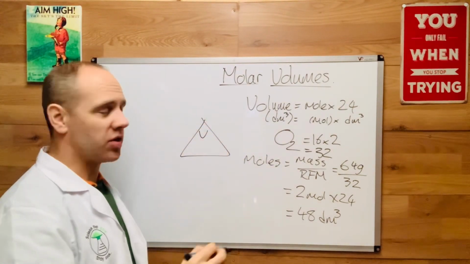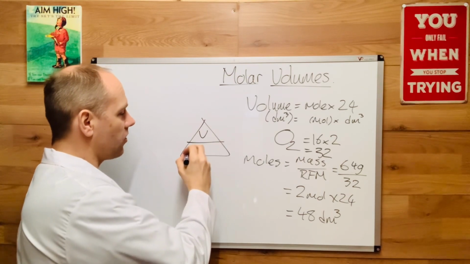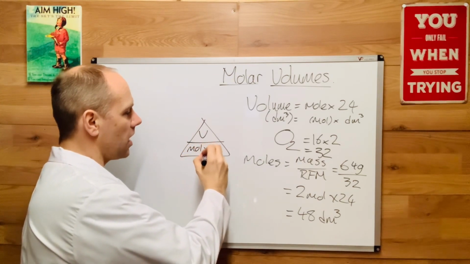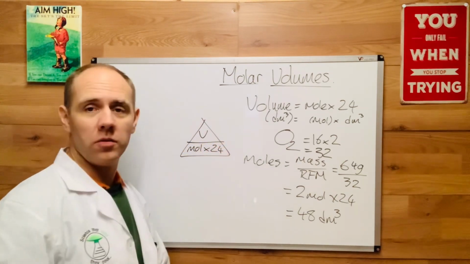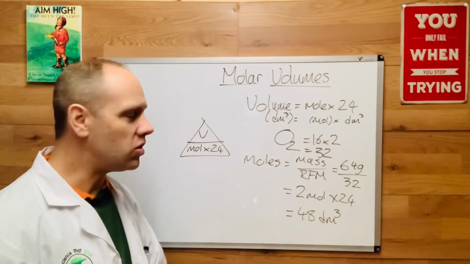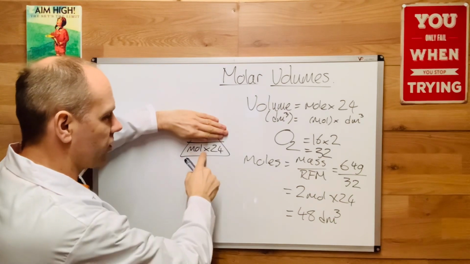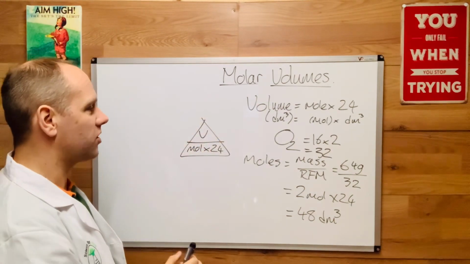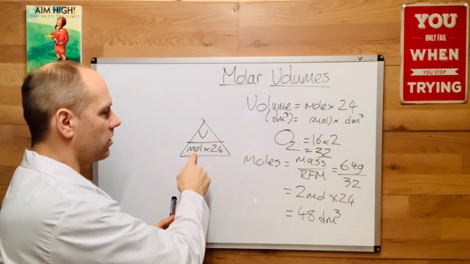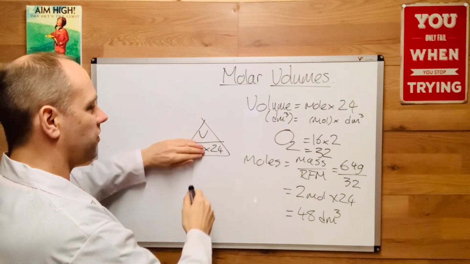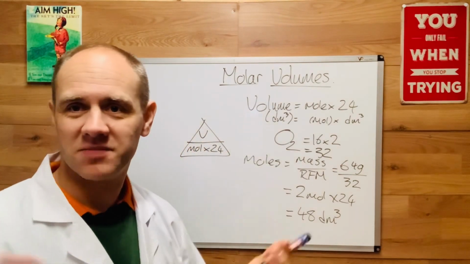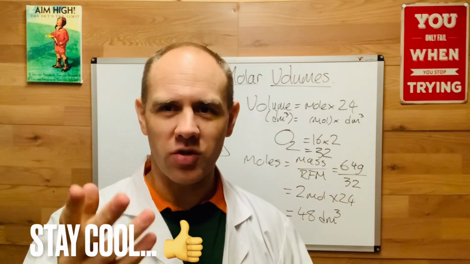where volume is on the top, and then you've got moles, and you multiply it by 24. And whatever it is that you want to use, you just simply cover up. So if you want volume, cover up the volume, moles times 24. If you want the number of moles, it's volume divided by 24. That's it. That's all there is for that.